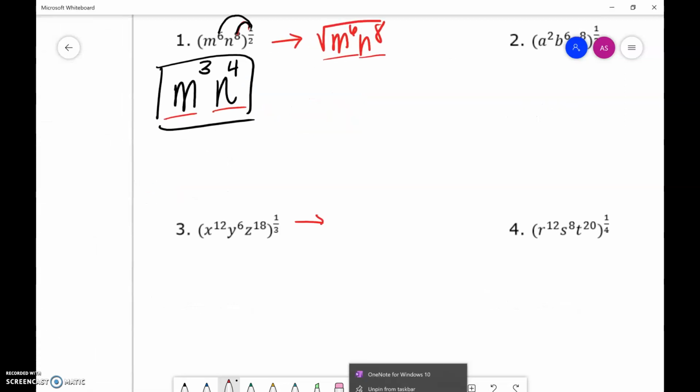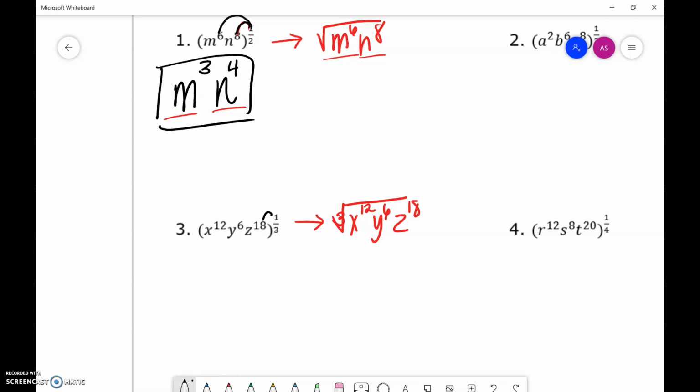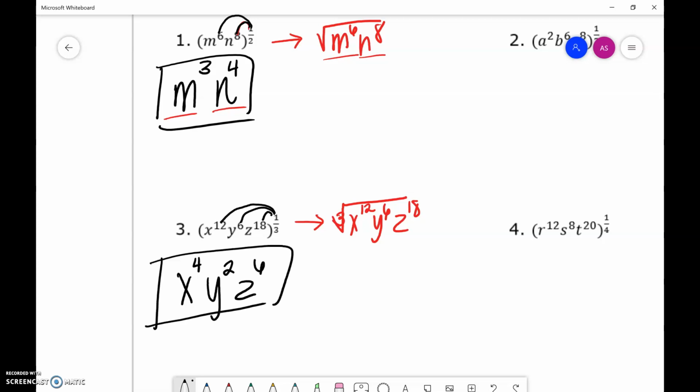Okay, here if I rewrote this, this will be the cube root of x to the 12th power, y to the 6th power, z to the 18th power. Of course, if I do the power rule, I'm just going to apply this 1/3 to each exponent by multiplying. So I have x to the 4th power, because I did 12 times 1/3. I'll have y to the 2nd power, and I'll have z to the 6th power. Okay, so that's my simplified answer.